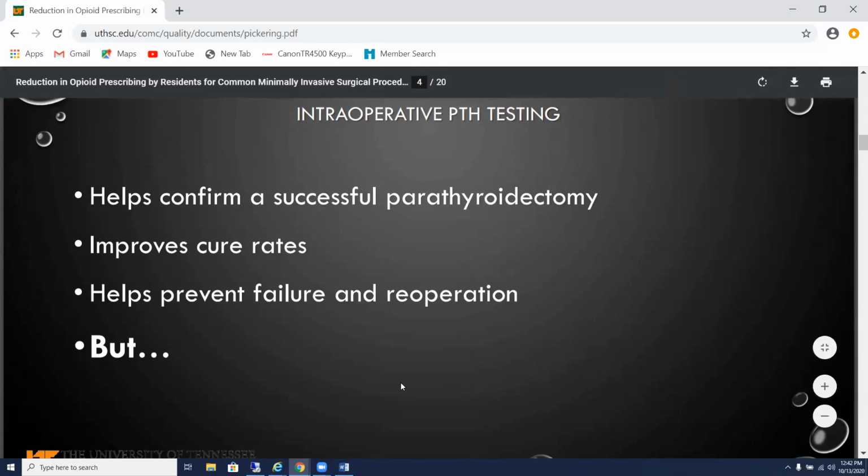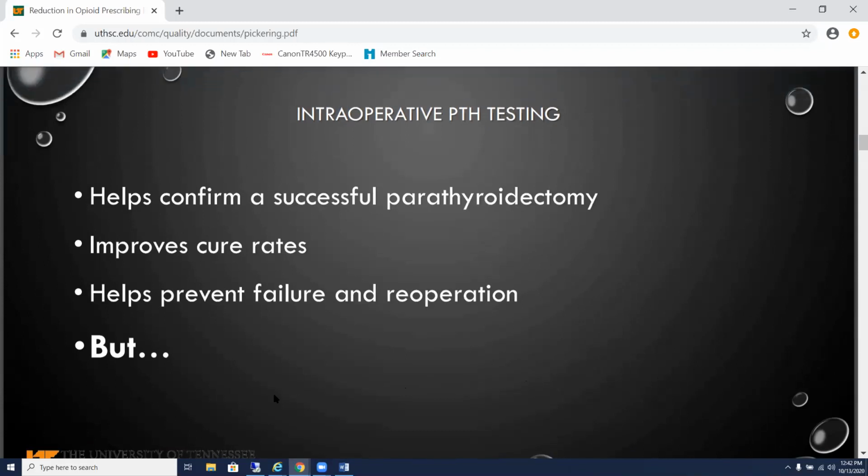So yeah, intraoperative testing first helps confirm that you've performed a successful operation. It's been shown to improve cure rates and also helps to prevent failure of the operation and subsequent reoperation. However, next slide.